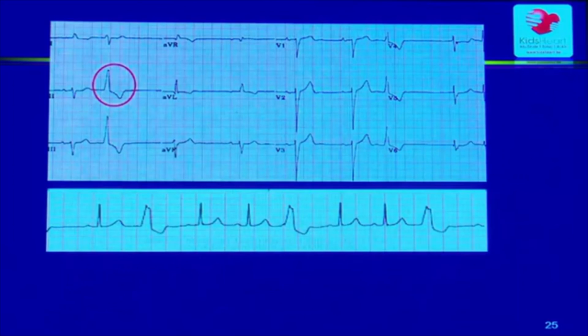You only have a syncope from arrhythmia because you have a low cardiac output, because your heart is just doing this or going very, very slow.